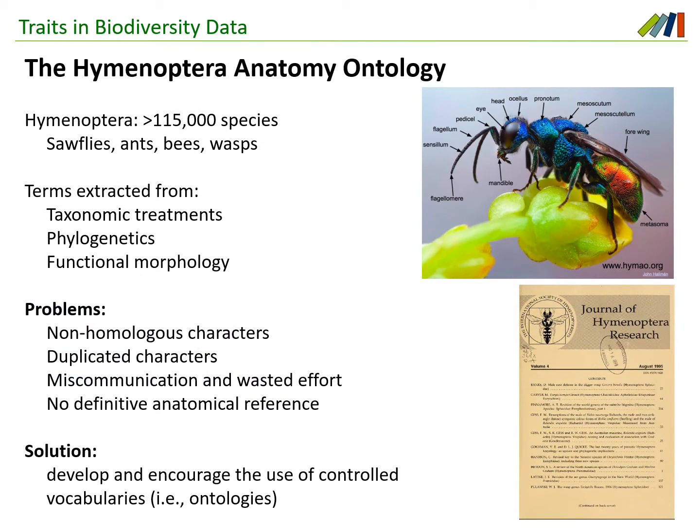So let's now think of ontology in the context of species traits, taking as our example the Hymenoptera anatomy ontology. Hymenoptera are the sawflies, ants, bees, and wasps. They are a megadiverse taxon with more than 115,000 species described. The Hymenoptera anatomy ontology extracted terms from taxonomic treatments, phylogenetic studies, and accounts of functional morphology.